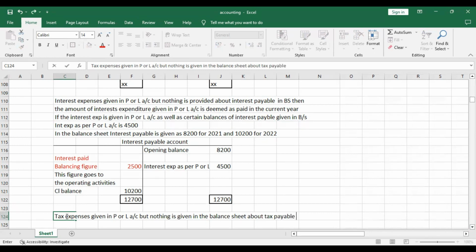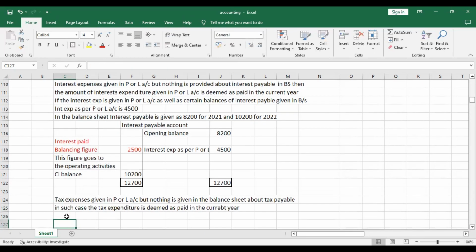Nothing is given in the balance sheet for tax payable. In such a case, the tax expenditure is deemed as paid in the current year. That is simple. Tax expense is given in the P&L account, but nothing is given in the balance sheet about tax payable. In such a case, the tax expenditure is deemed as paid in the current year.